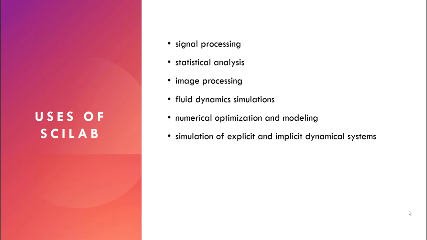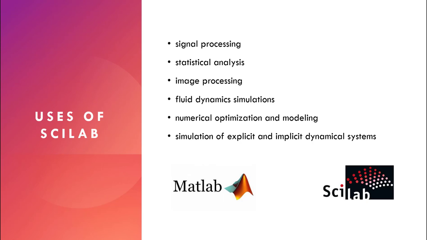So Scilab is a very helpful tool if you want to do programming in signal processing, statistical analysis, image processing, fluid dynamic simulations, numerical optimization and modeling, simulation of explicit and implicit dynamical systems, and many more. The other software used for it is MATLAB, but MATLAB is paid software, whereas Scilab is open source software. That's it for installation of Scilab.